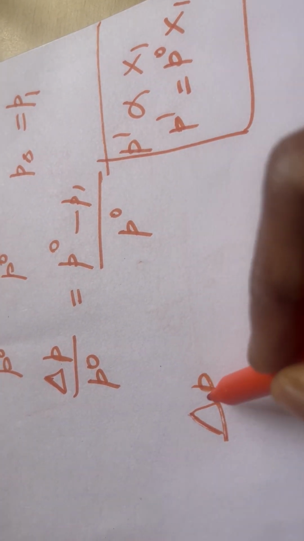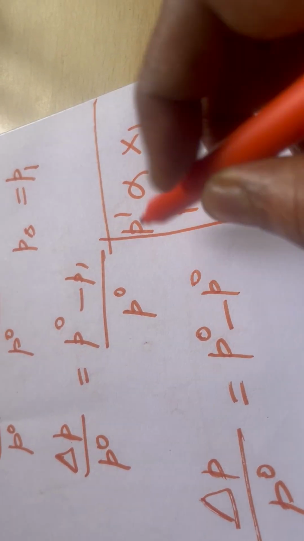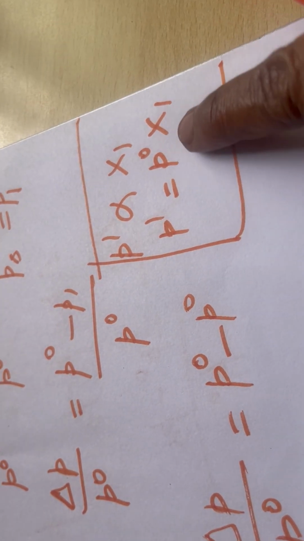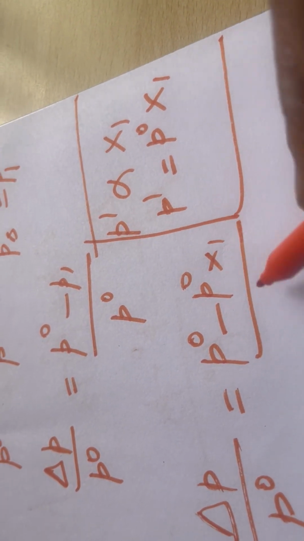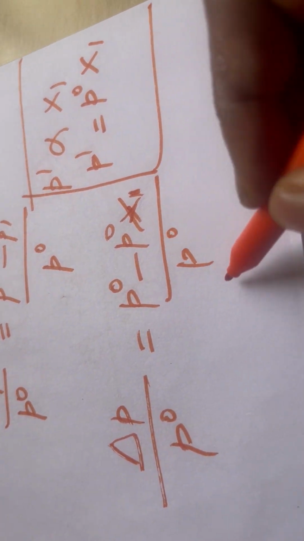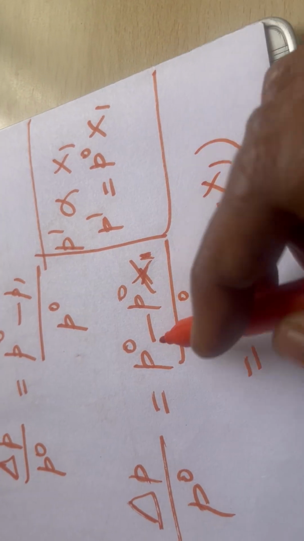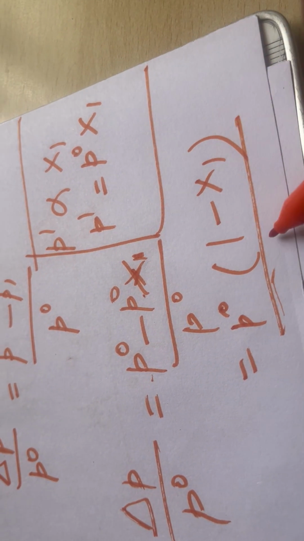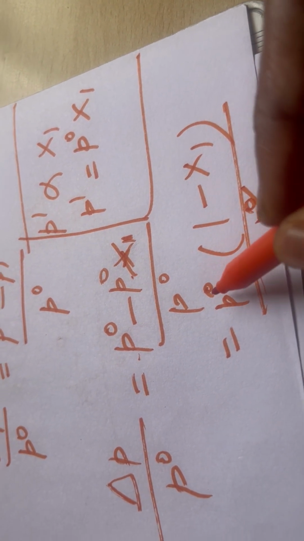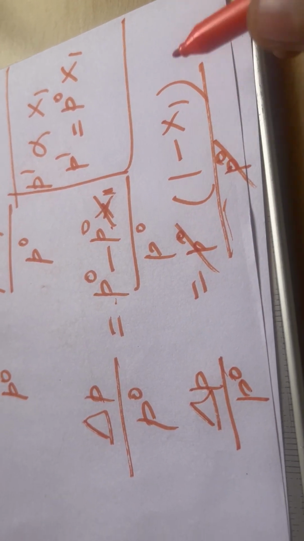So your equation will become delta P by P0 is equal to P0 minus P0 x1, whole divided by P0. Here you can take P0 as a common term. So 1 minus x1, and both the terms have P0, whole divided by P0. P0 and P0 will get cancelled. So delta P by P0 is equal to 1 minus x1.